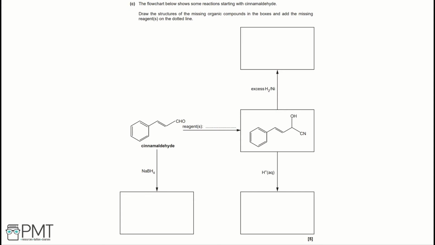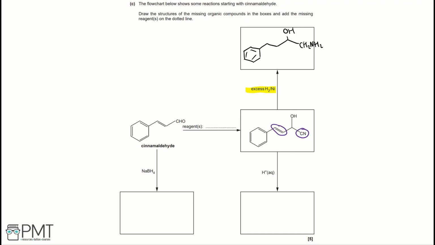So if we start with the product in the top right, we've got excess hydrogen and a nickel catalyst. What this is going to do is reduce the carbon-carbon double bond, and it's going to reduce the nitrile group here, and it's going to form an amine. So if we draw out our new product, we're still going to have this phenyl group, we're going to have the single bond, and then we're going to have CH2NH2 and our OH group.